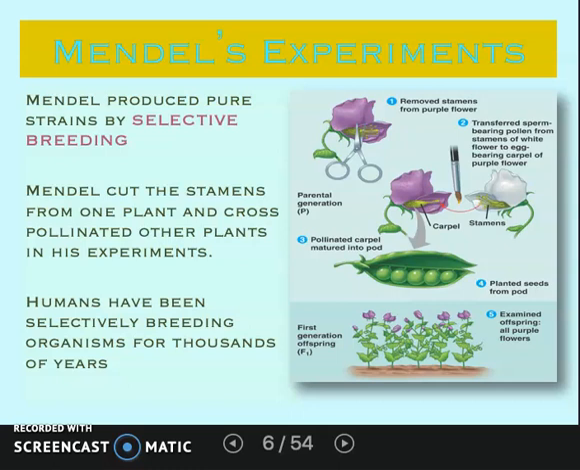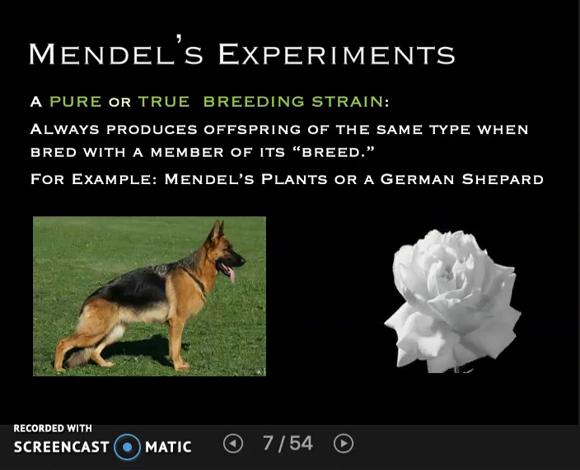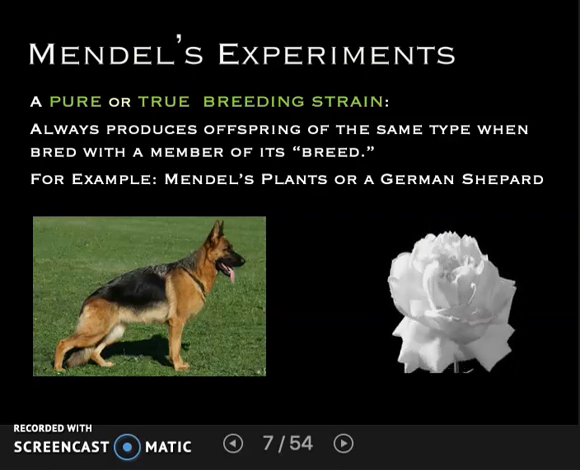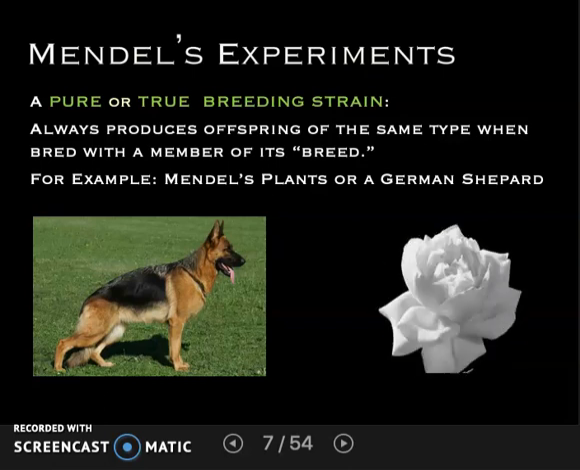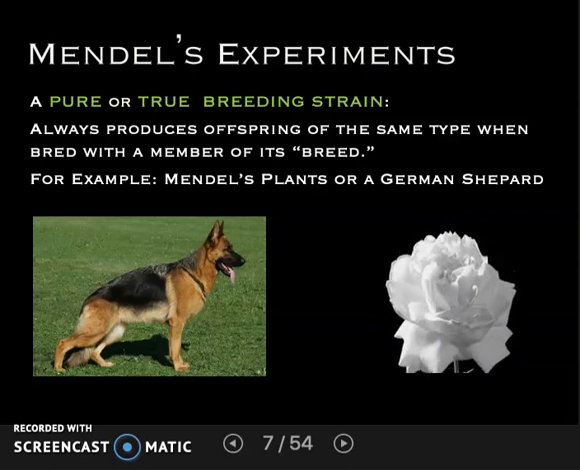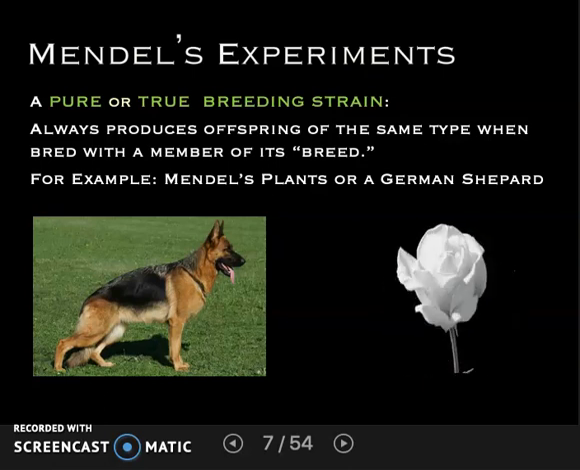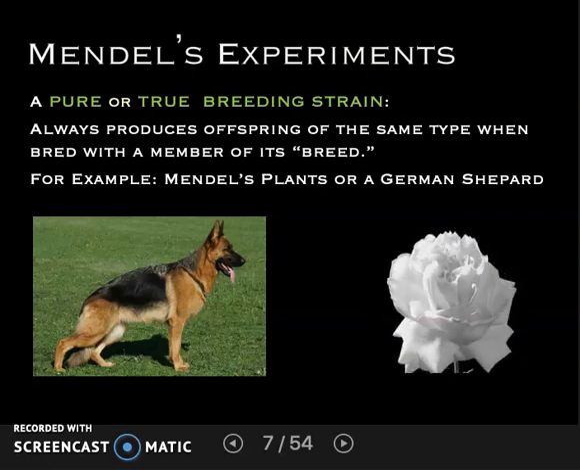And what he ended up with was true breeding plants. So when you selectively breed, a lot of times your aim will be to pick specific characteristics and breed for those characteristics until you get a strain that always demonstrates that characteristic. And we call these pure or true breeding strains.